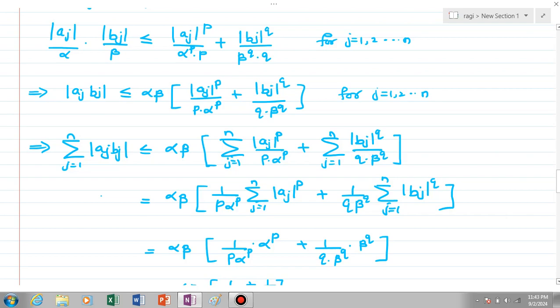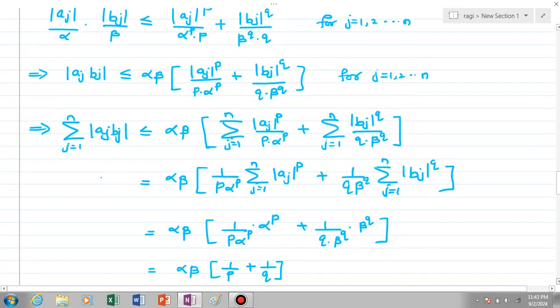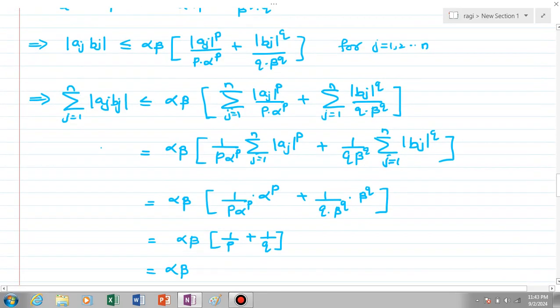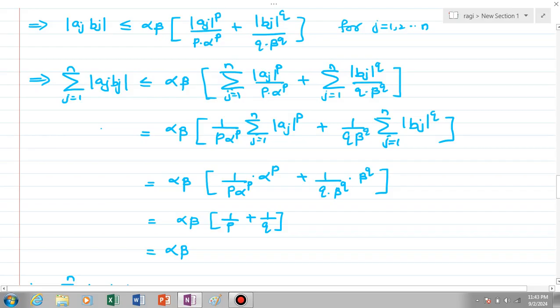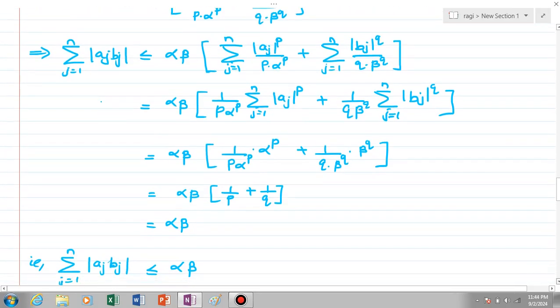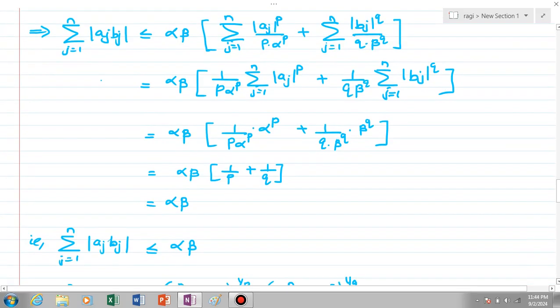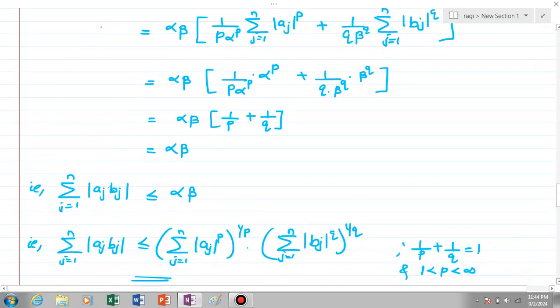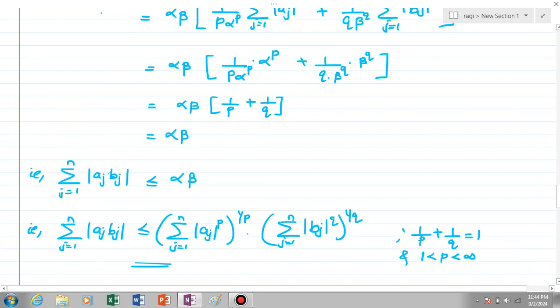And the summation j 1 to n mod aj raised to p is nothing but alpha raised to p, and summation j 1 to n mod bj raised to q is nothing but beta raised to q. Substituting this, we can see that this is equal to alpha beta into 1 by p plus 1 by q, that is alpha beta, since 1 by p plus 1 by q is equal to 1. Thus we obtained summation j 1 to n mod aj bj is less than or equal to alpha beta, as we desired.